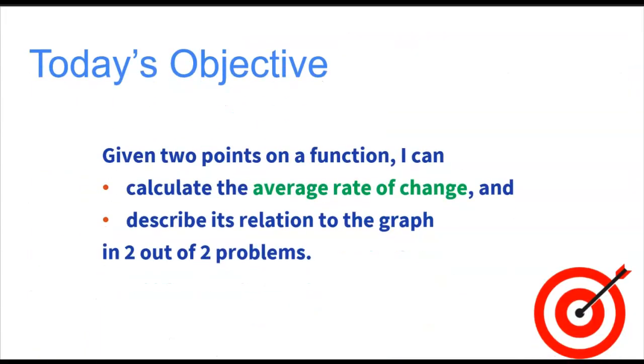So today's objective is, given 2 points on a function, I can calculate the average rate of change and describe its relation to the graph in 2 out of 2 problems. So we've talked about rates of change a little bit. We may or may not be familiar with what averages are. We're going to string all those words together today and make kind of a new vocabulary phrase, an average rate of change. We're going to talk about what that means.